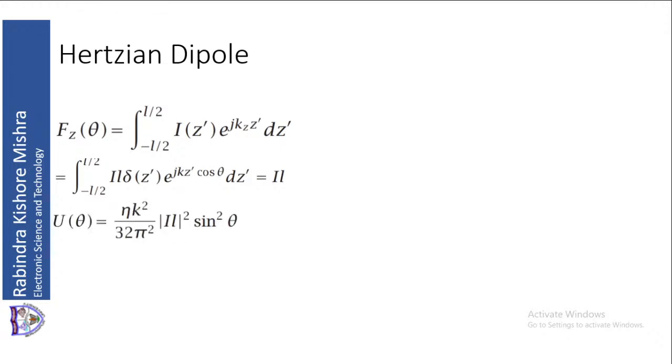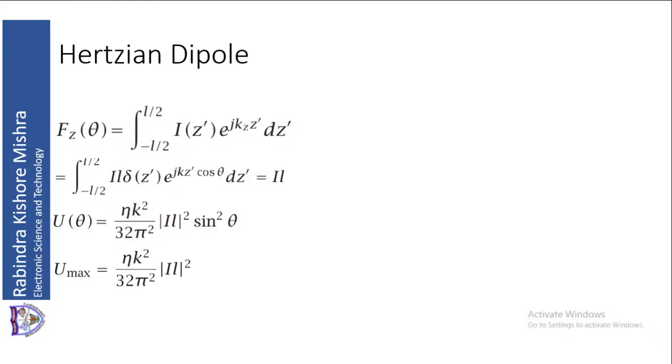If Fz is equal to IL, then intensity U is equal to eta k square by 32 pi square into Fz square sin square theta. Fz is IL, so the absolute value of IL squared, sin square theta. Then what will be the maximum value of U theta? The maximum intensity is when sin square theta is equal to 1, because everything else is constant: eta, k, 32 pi, IL. What is varying is theta, and sin square theta has minimum value 0 and maximum value 1. So Umax will be eta k square by 32 pi square IL square.